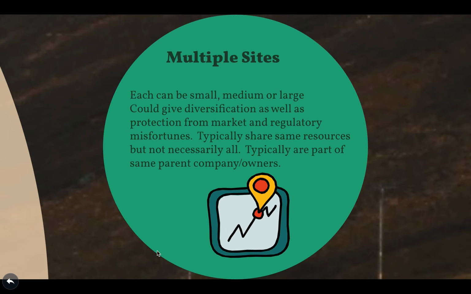So here's multiple sites. This is the next way to expand. Multiple sites. Each can be small, medium, or large. This is what we've done. We have a bunch of small and medium-sized sites. Could give diversification as well as protection from market and regulatory misfortunes. Typically share the same resources, but not necessarily all. Typically are part of the same parent company or owners.